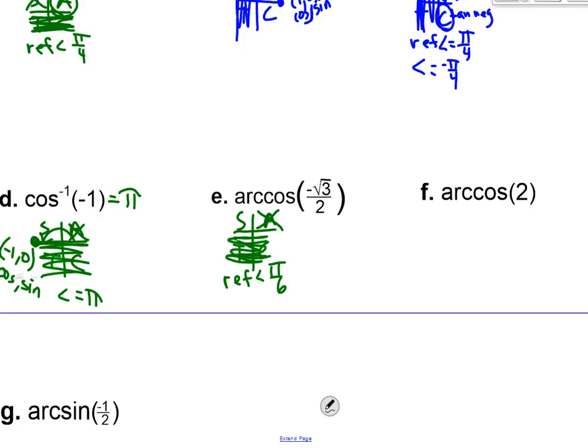So that means this little piece is pi over 6. So what would the angle be that we need then? It will be pi minus pi over 6. Our actual angle is pi minus pi over 6, or 6 pi over 6 minus 1 pi over 6. So it's 5 pi over 6 for that one.